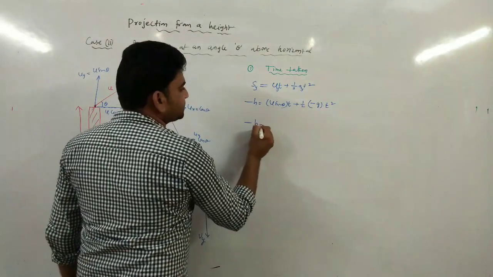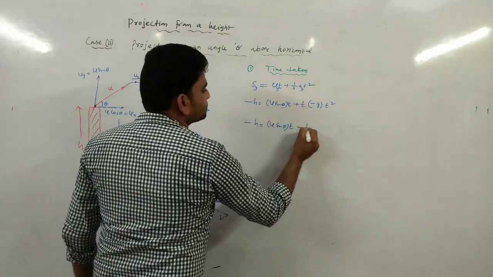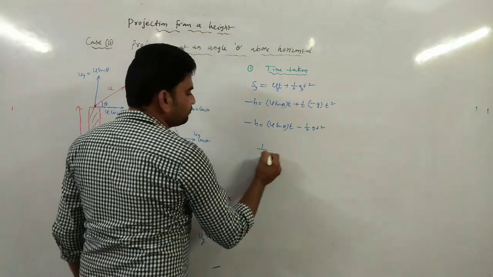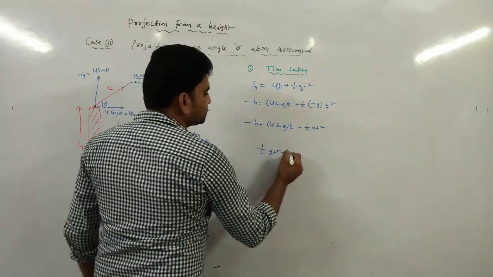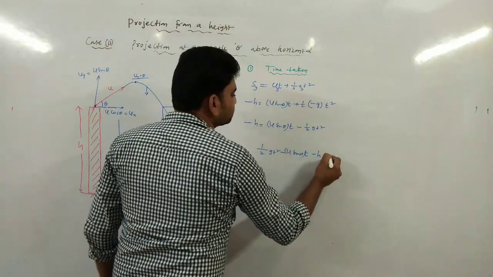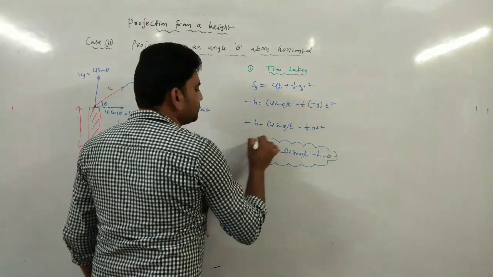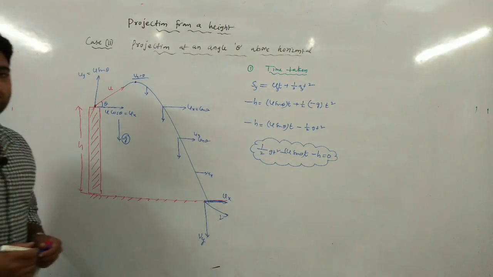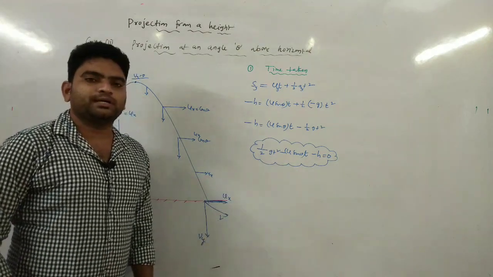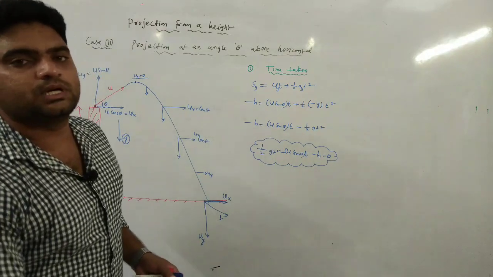And here minus h is equal to u sin theta into t minus half g t square. So we can also write this equation like this: half g t square minus u sin theta into t minus h is equal to 0. This is a quadratic equation. From here we can find out the roots, so that I can find out my t value, and this is the way to calculate the time taken to reach the ground.